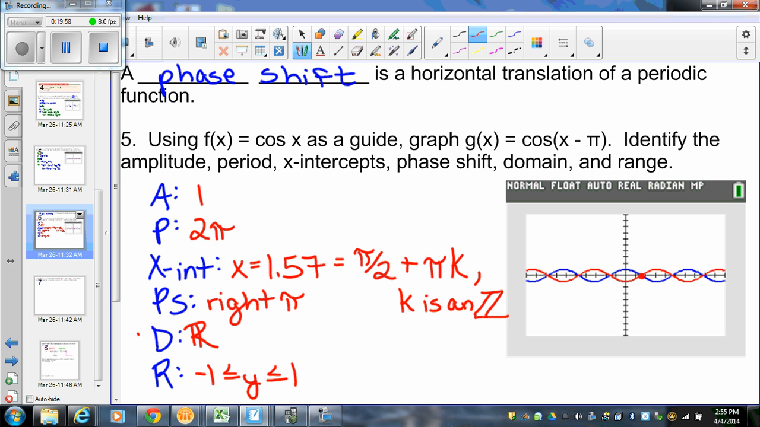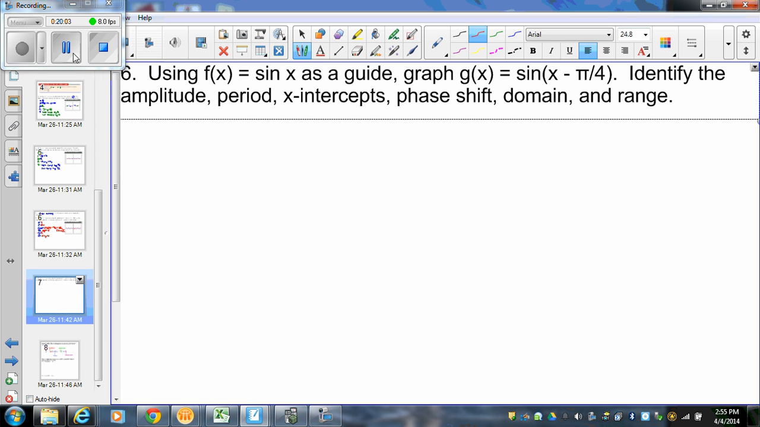Okay, so I want you to give phase shift a try with sine now. So pause the video and work this problem out.